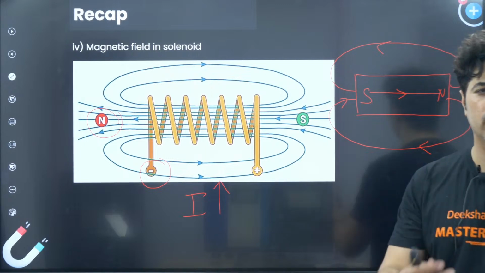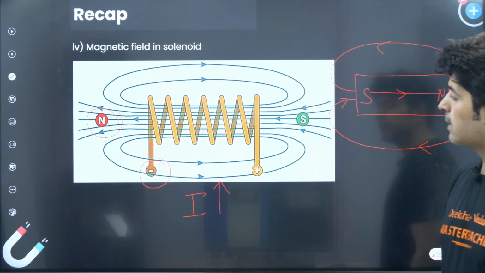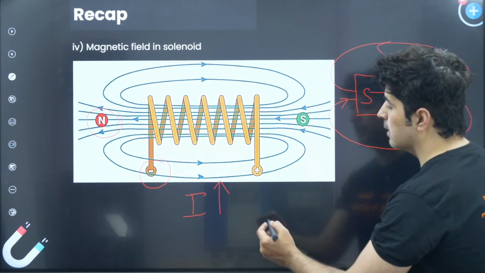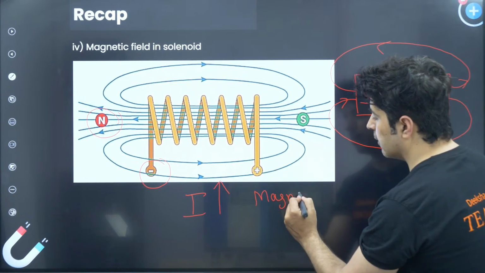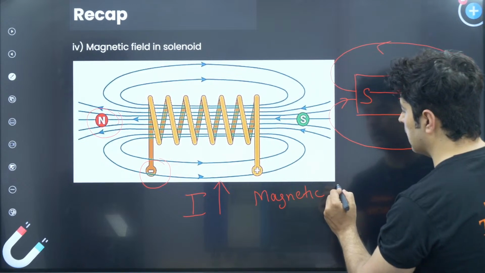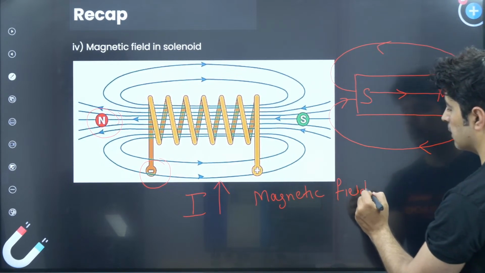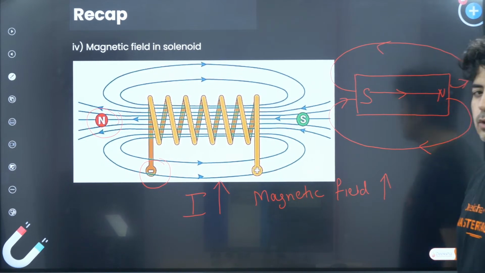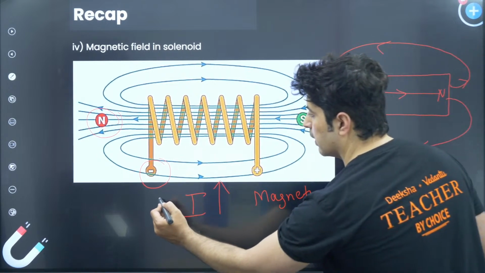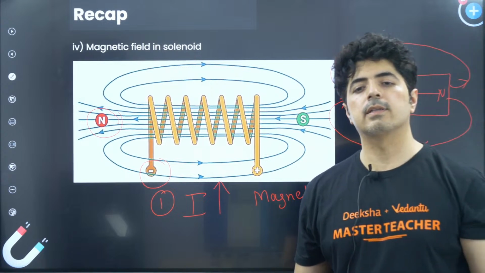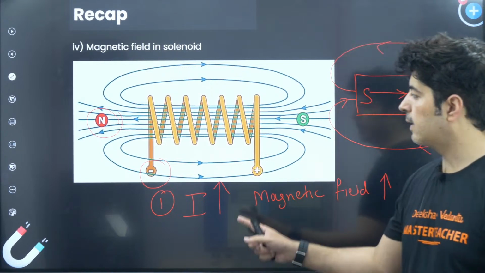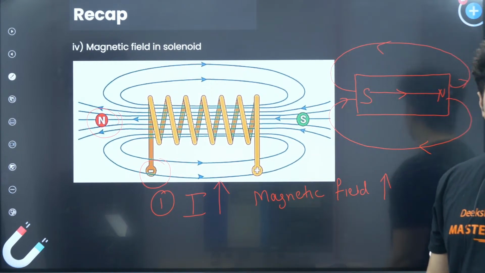This part is pretty easily understandable. If the current is increasing, the magnetic field will also increase in the solenoid. First part, very important from the MCQs point of view: what happens to the magnetic field if the current increases? If the current increases, the magnetic field also increases.